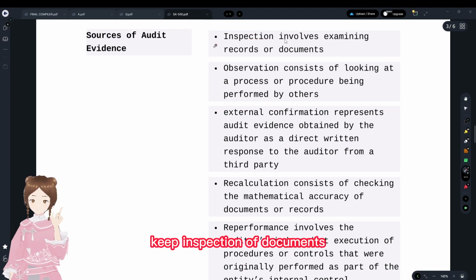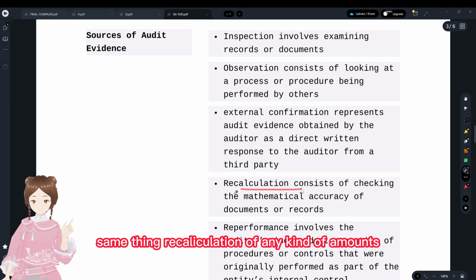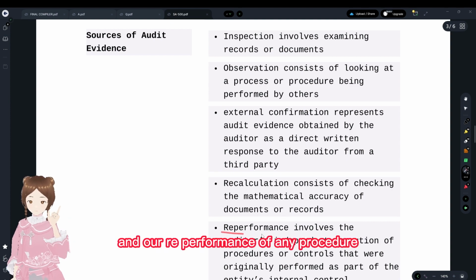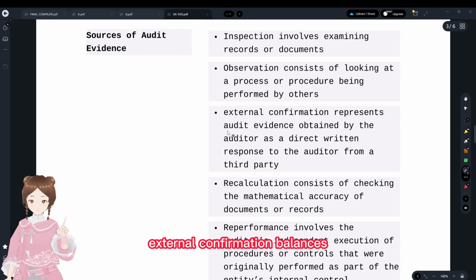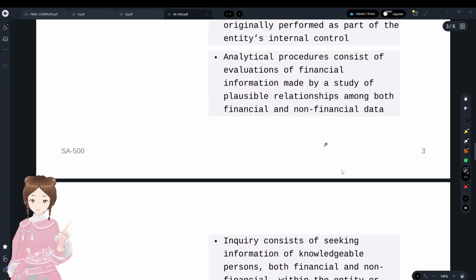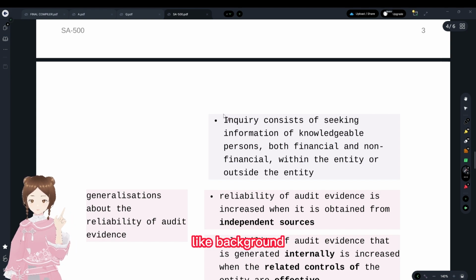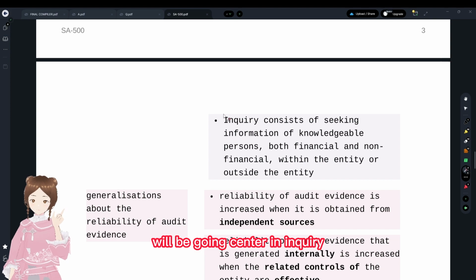Okay, inspection of documents, observation of process, same thing. Recalculation of any kind of amounts, and reperformance of any procedure. Observation and reperformance are with regards to procedure. External confirmation, balances; analytical procedures, comparison of financial and non-financial; inquiry, any kind of background or any kind of related party transactions, etc. will be going under inquiry.